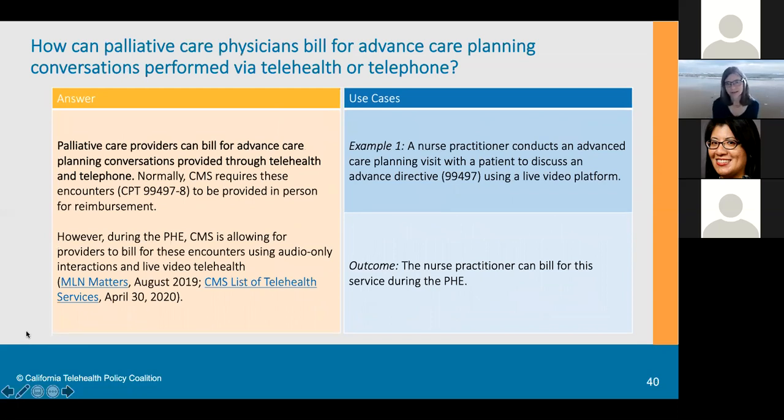Can they bill for advanced care planning? Yes, via telehealth and telephone. That was added to that list of CPT codes that CMS brought out on the 30th. Next question.